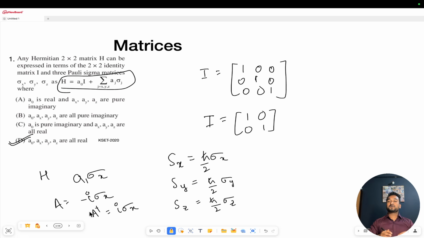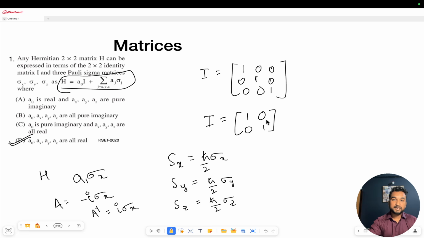I think I have told a lot of information here. We'll just gather everything. A Hermitian matrix is a matrix where A dagger is equal to A. What is dagger? Taking its complex conjugate plus transpose. Now in this question they have told that we can write a Hermitian matrix in terms of the identity matrix and Pauli sigma matrices. The Pauli matrices sigma x, sigma y, sigma z are Hermitian. For now, just remember that sigma x, sigma y, sigma z are Hermitian.